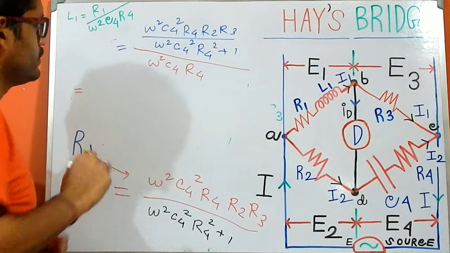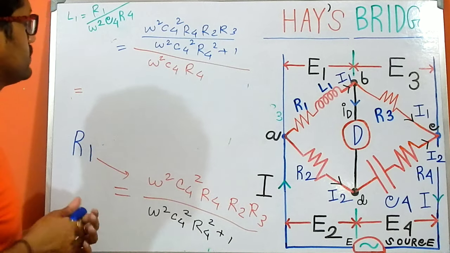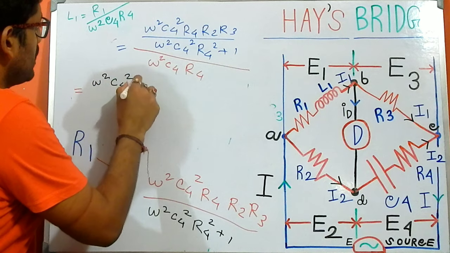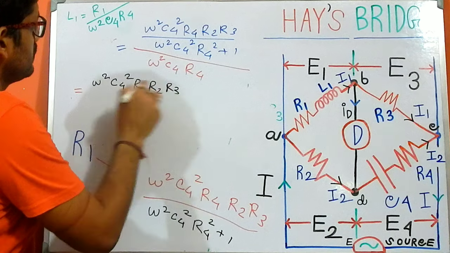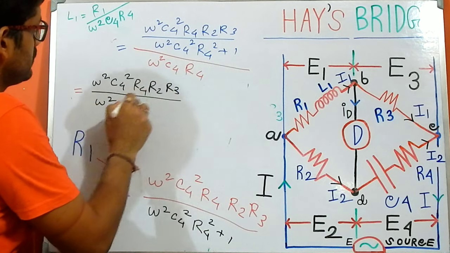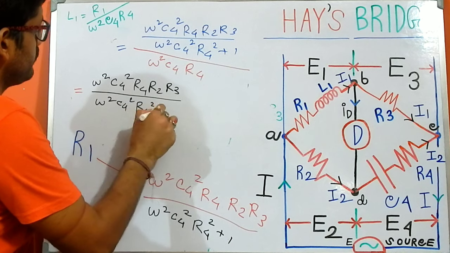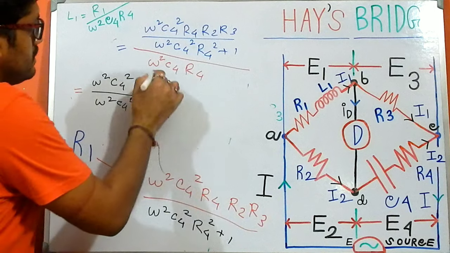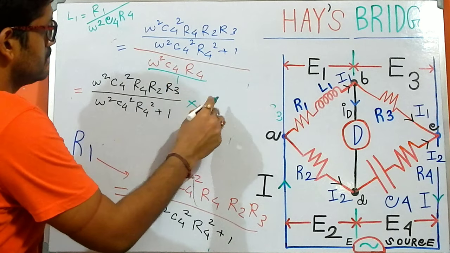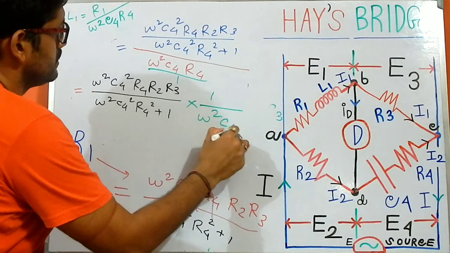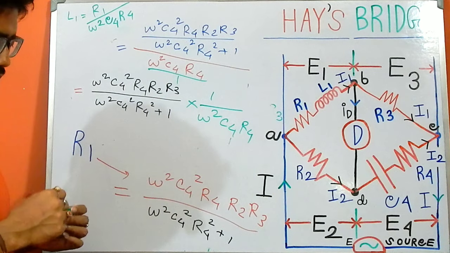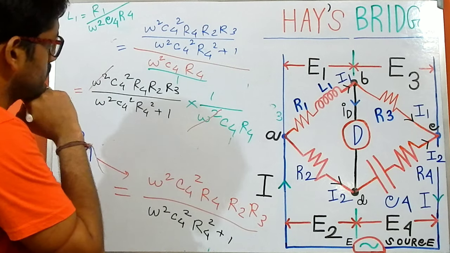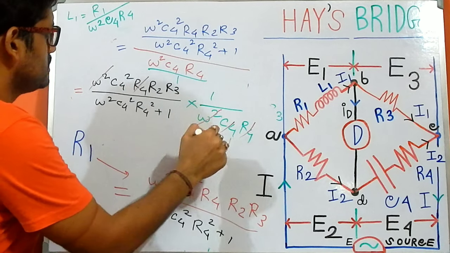Okay, similarly, if I would like to rearrange this expression, what is the final expression over here? The final expression will be omega square C4 square R4 R2 R3 divided by omega square C4 square R4 square plus 1. Okay, so this expression is this one, and over here this one is 1. So if I invert this expression, I have got 1 divided by omega square C4 R4. Okay, and right now I can see that omega square will cancel, R4, R4 will cancel, and only one C4 will cancel.